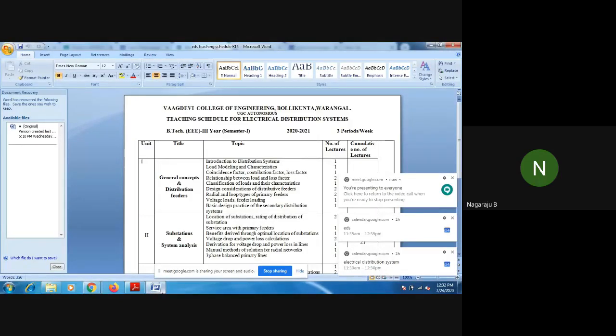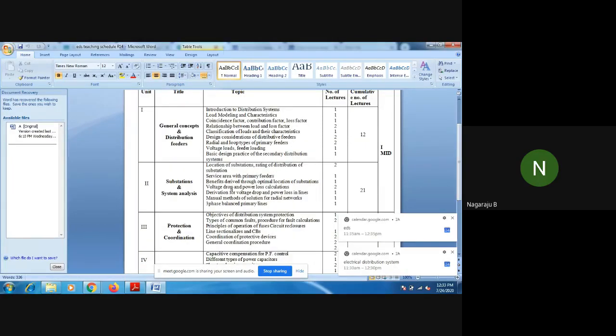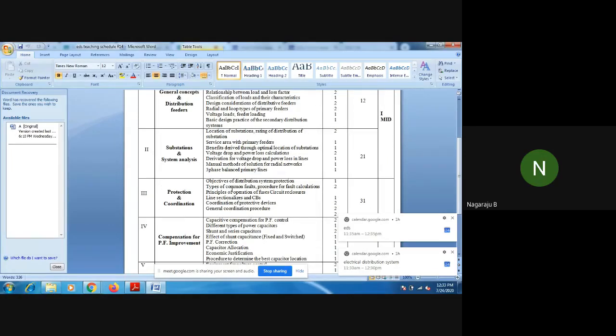Rajashree, I'll go to your teaching schedule now, and after this I'll give your clarification. So this is the teaching schedule of your EDS. The first unit mainly concentrates on the general concepts and distribution feeder, for which I gave some introductory class to you. The second unit is substation as well as system analysis. Third unit is protection and coordination. Fourth unit is compensation for the PF improvement and the voltage control.